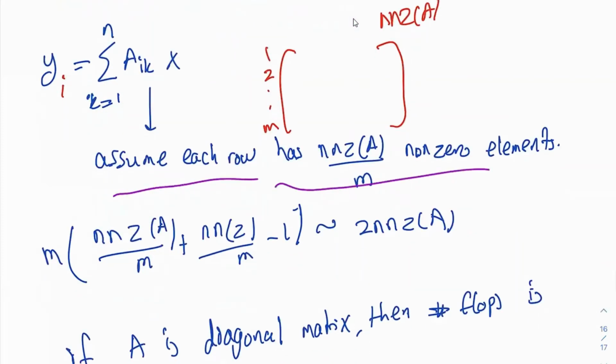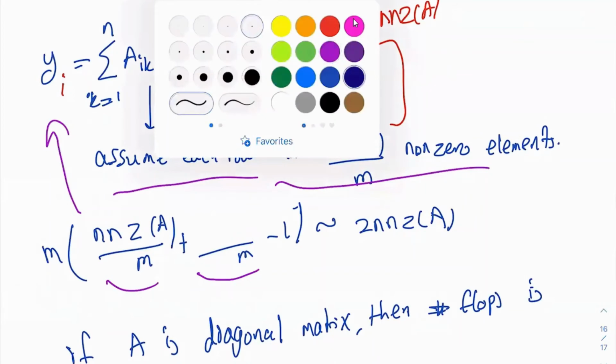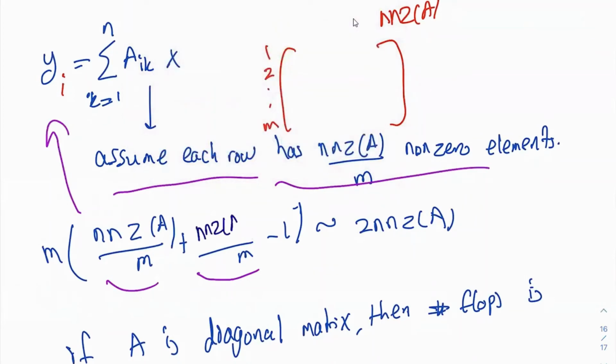Now we can go ahead and apply the same definition as we have here. This is the definition that I'm talking about. So we have nnz of A over m, minus 1 for the additions, and then we multiply by m.